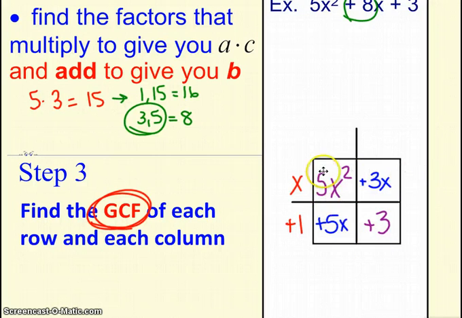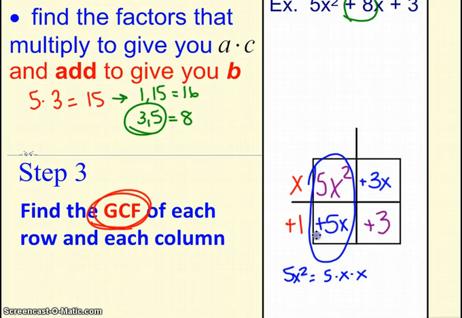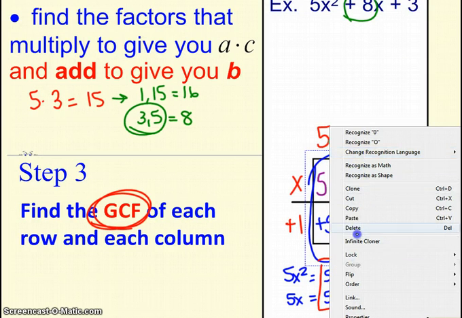So let's work on 5x squared plus 5x. So the GCF, or prime factorization of 5x squared is 5 times x times x. The prime factorization of 5x is 5 times x. Notice they share a 5 and an x. So 5x goes here. All right, so let's delete this.